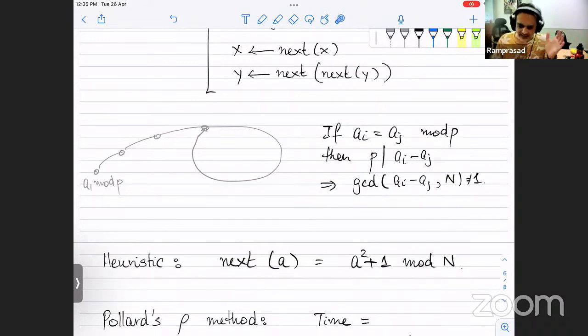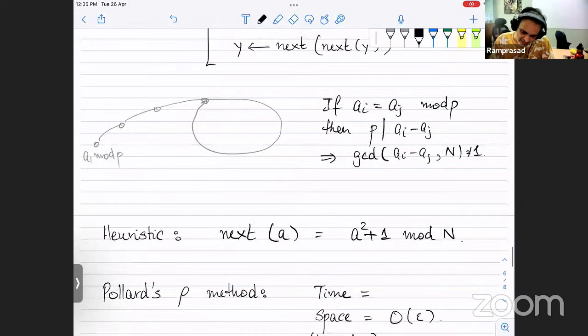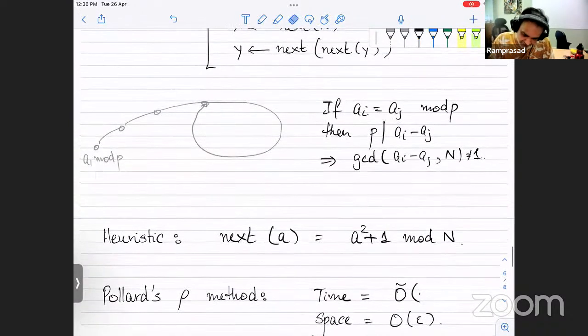Roughly speaking, you expect to find a collision in about root P steps. Same birthday paradox. If you believe that this is like a random thing that is happening, then roughly the collision should happen in about root P steps. Sorry, I keep saying root N, because you're looking at the residues mod P. So here is an algorithm that heuristically takes time about the square root of the smallest prime.